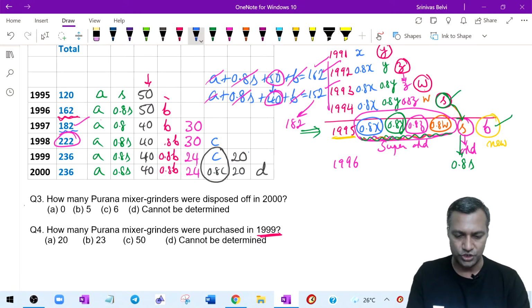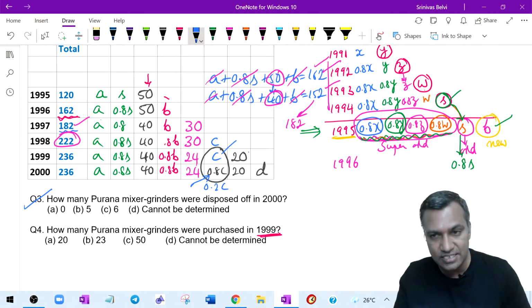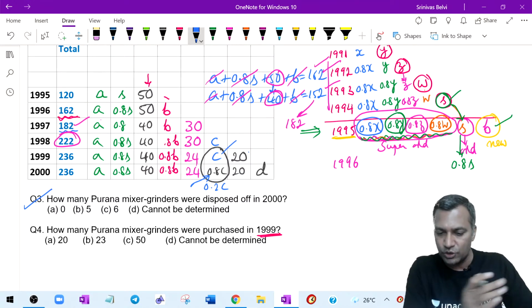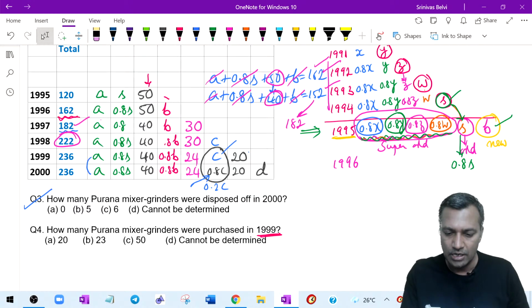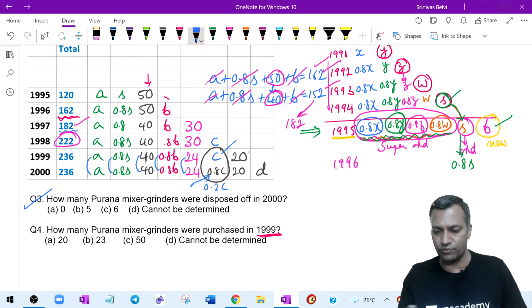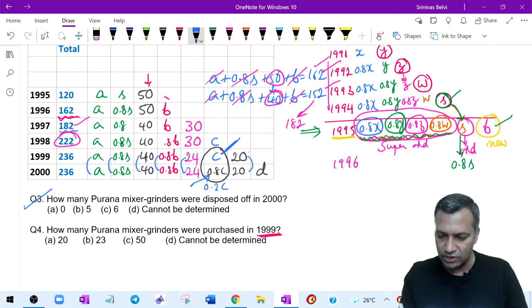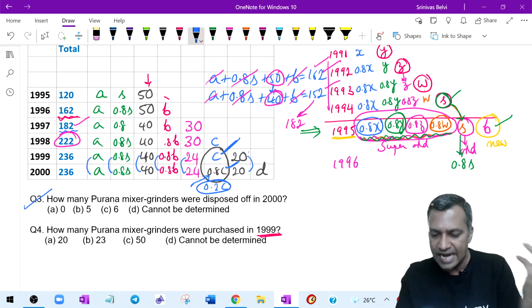Now listen, let's go to question number 3. How many Purana mixer grinders were disposed of in 2000? The answer is 0.2C were disposed of, because C were there. Suddenly in the year 2000, the value has become 0.2C less. As you enter into 2000, you discard. What did you discard? You didn't discard anything here. A remained A, 0.8 remained 0.8, 40 remained 40, 0.8B remained 0.8B, 24 remained 24. This 20 remained 20. Then what was the discard? Previous year there were C items which went on to become 0.8C items, which means you discarded 0.2C. Since I don't know C, I cannot determine the value.